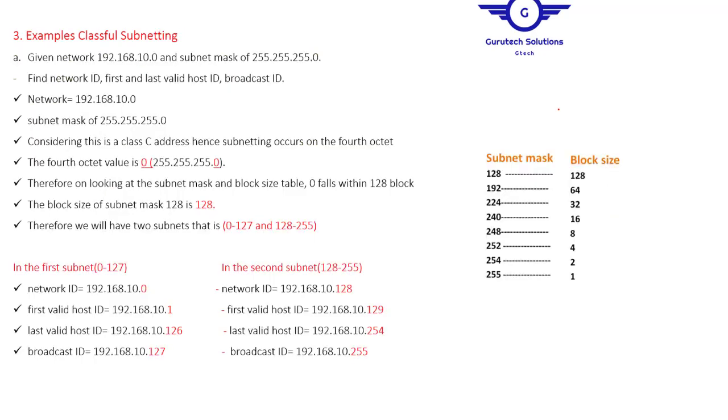Alright. Example of a classful subnetting. So for example, you've been given this network and this subnet mask, and you're being told to find a network ID, the first and last valid host ID, and the broadcast ID. First of all, I'll explain.